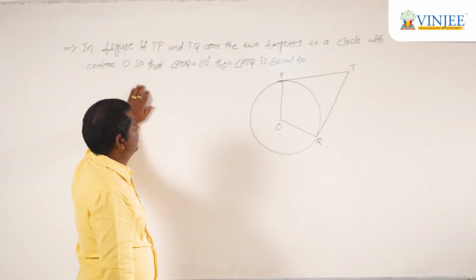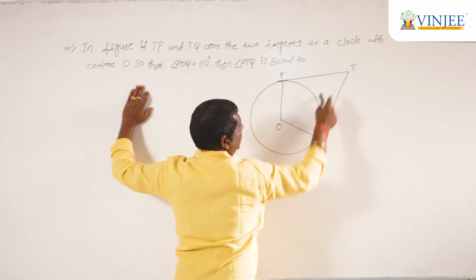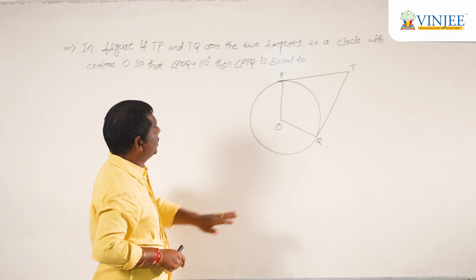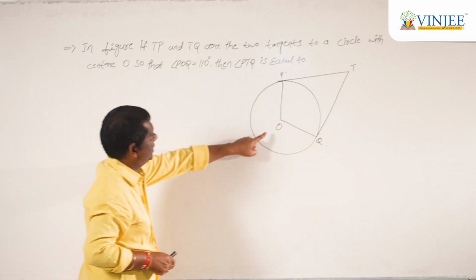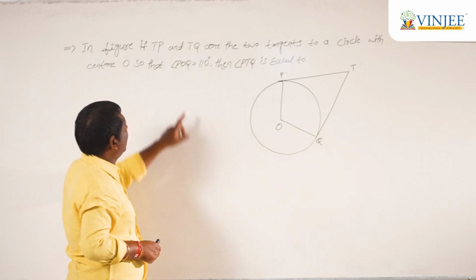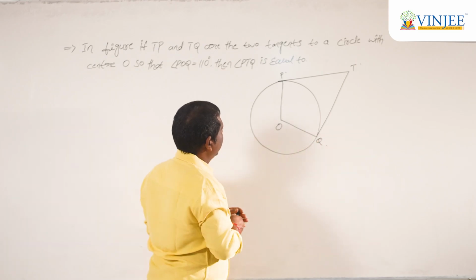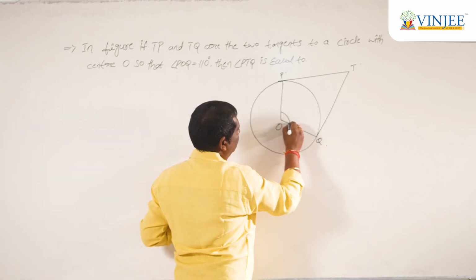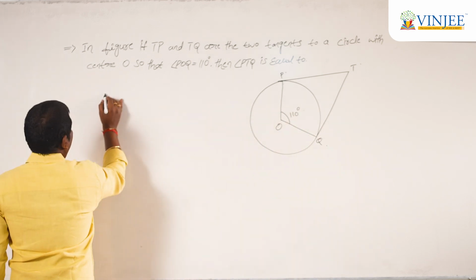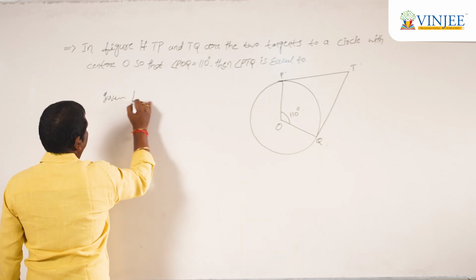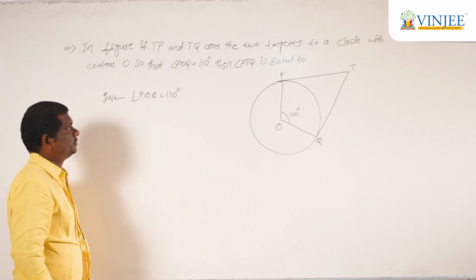Yes. In this diagram, TP and TQ are the tangents given to the circle, and O is the center, and angle POQ will be equal to 110 degrees, it is given. Now here what is given: angle POQ should be equal to 110 degrees.